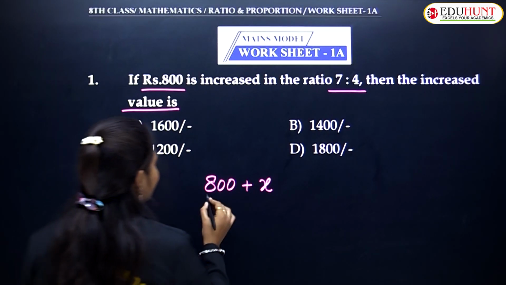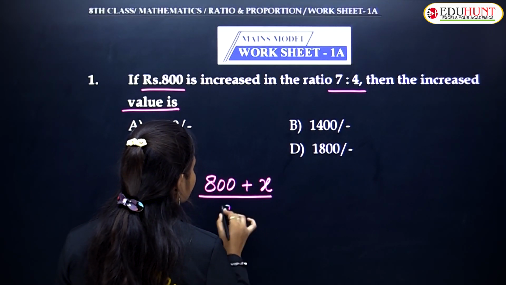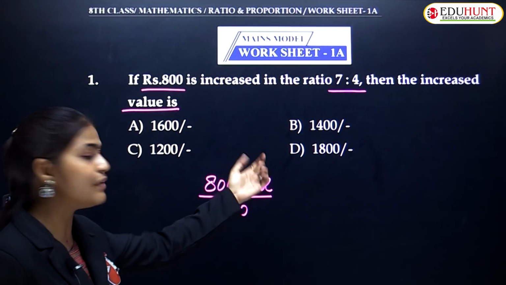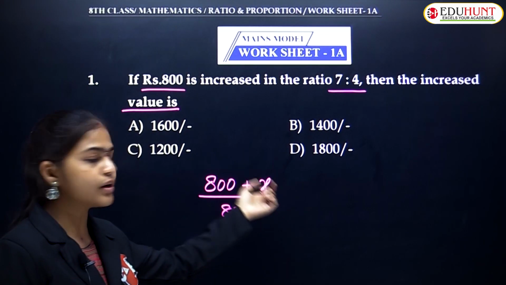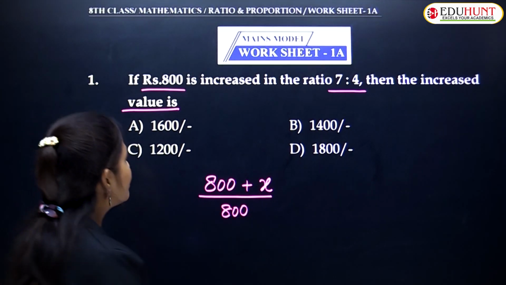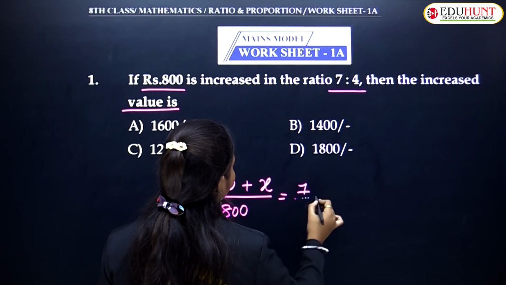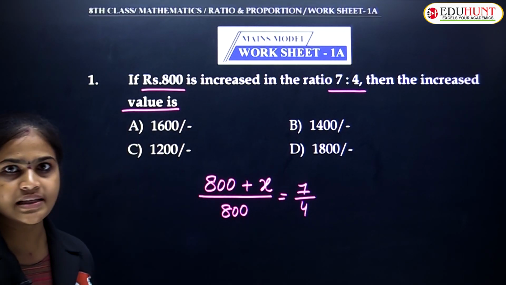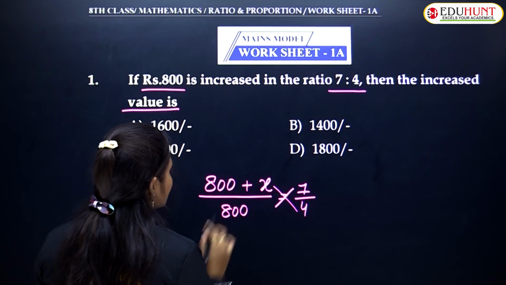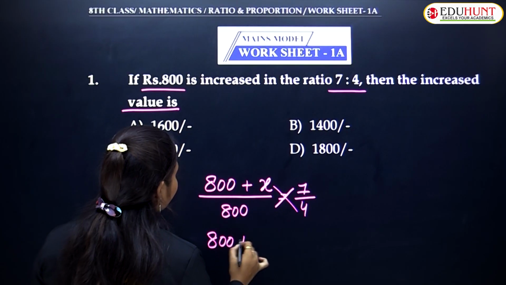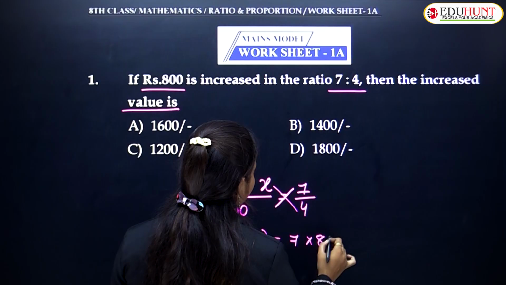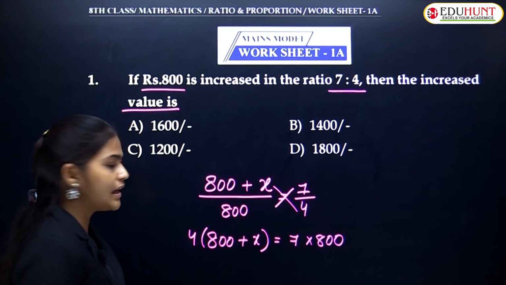So here we can write this as (800 + x)/800. Why? Because in the numerator, whatever is added we can take as some x. So (800 + x)/800 equals 7/4. Take cross multiplication: (800 + x) into 4 equals 7 into 800.